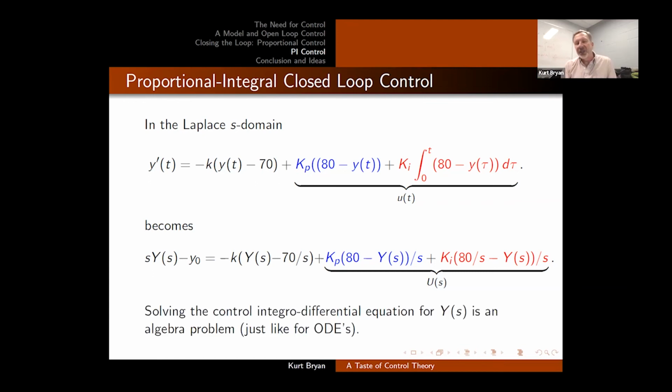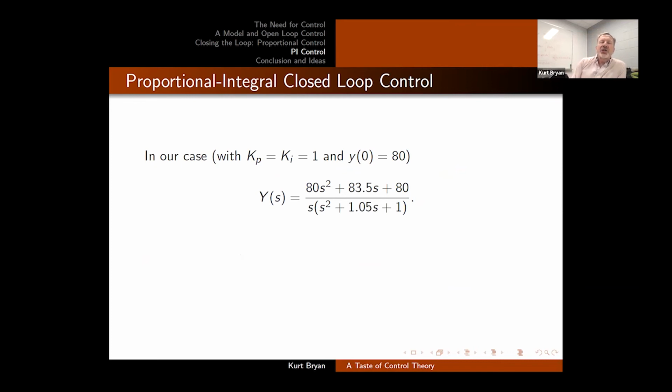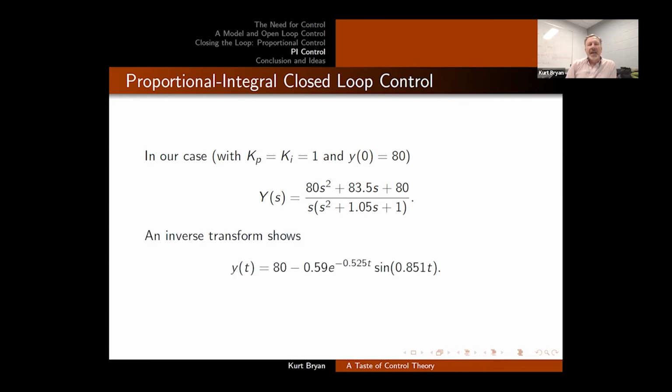Well, it's a simple variation of what they've seen at this point, how to solve differential equations with Laplace transforms. Well, here's what you get in the present case. I just took the two control gains to be one just for convenience. I assume the system starts off at the correct temperature of 80 degrees. And in the present case, here's what you get for the Laplace transform of the solution. Now, you could do an inverse transform. Of course, I have them do simple inverse transforms by hand. Something like this, I would just say, feed it to the computer, an inverse transform, and tell me how the solution behaves as a function of time.